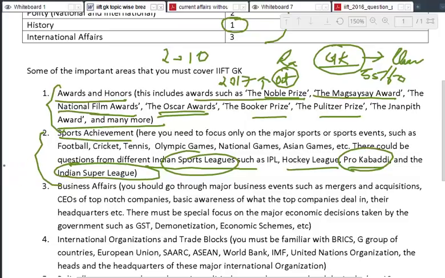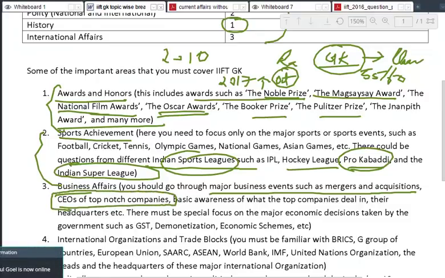Yes, you might have who was the highest wicket taker, but before that, I would rather ask you who was the semi-finalist, because that is more important from a GK perspective. Business affairs, people understand, you should go through major business events such as mergers and acquisitions, CEOs of top-notch companies. I always have a feeling that you might have questions on CEOs of top-notch companies.